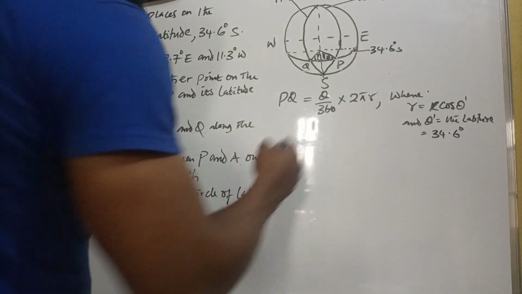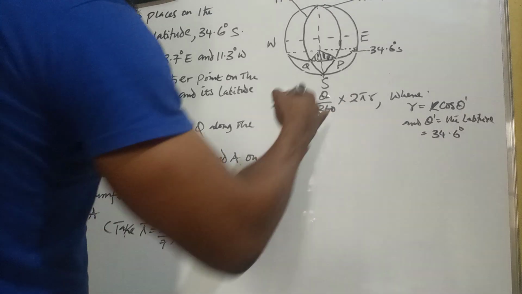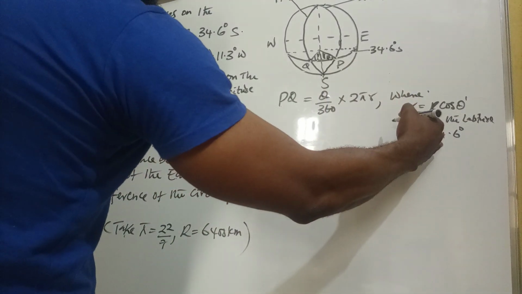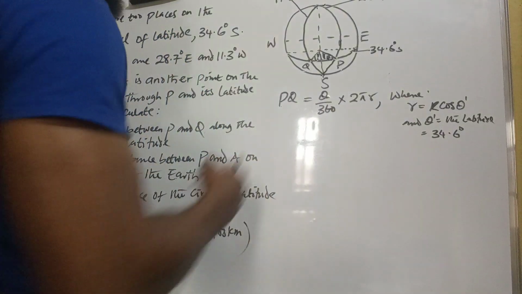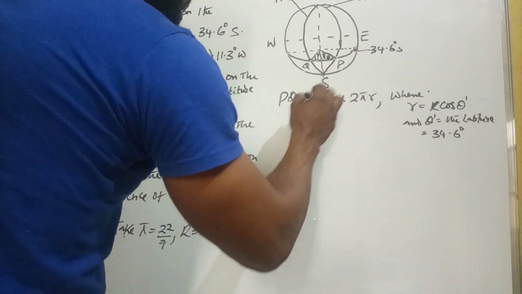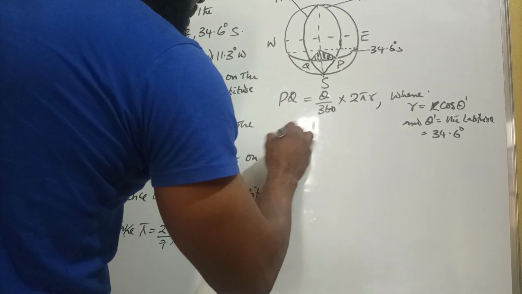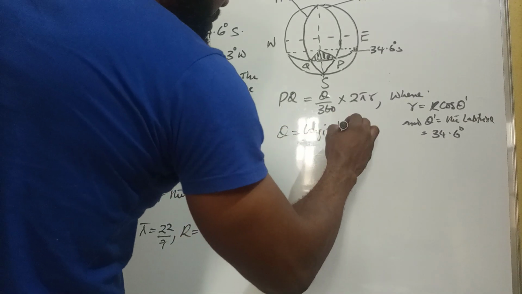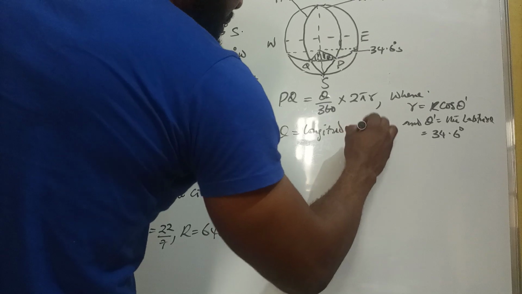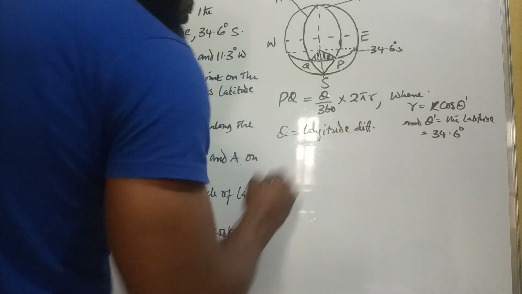34.6 degrees. And I don't want you to get it twisted. That is why I separated this theta as theta prime and this one as theta. This theta now is the longitude difference.